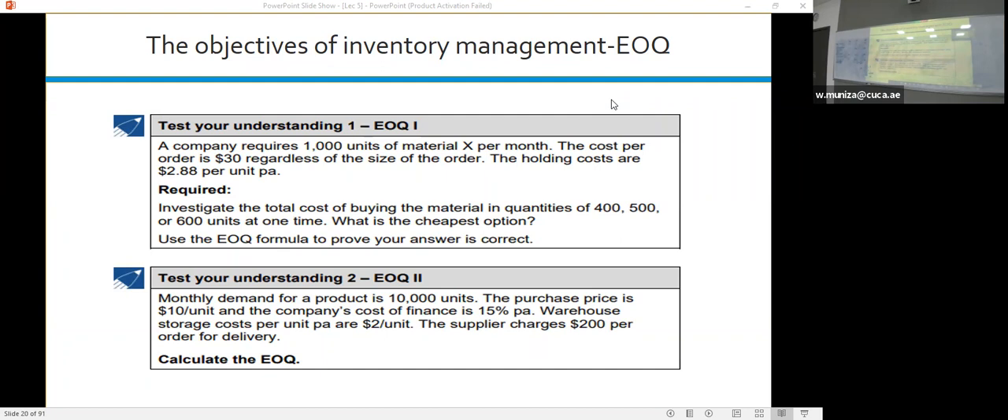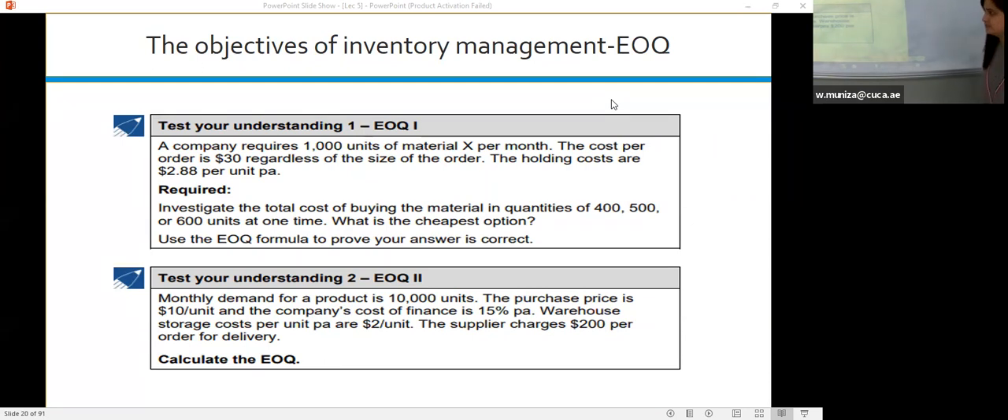Now, in the second question, you are required to calculate the EOQ. So apply the same formula with the help of this. Over here, can you see they have added the cost of finance as well? This one is cost of holding inventory, cost of finance. Do you remember I told you that when you are holding an inventory, you are not able to invest the amount somewhere else. So cost of finance, the opportunity cost which you are losing, is also part of cost of holding.